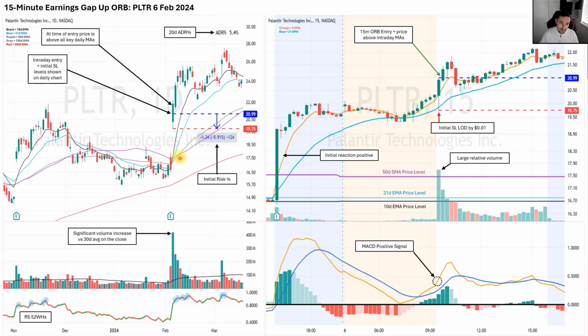So if you look here on the daily chart where I'm just circling, see how you have the 10, 21 and the 50. So these levels are right there. 50-day, 21-day, 10-day, I like plotting those. Initial reaction very positive, above all the key moving averages at the point of entry. Now this one, you can see it moves up very quickly.